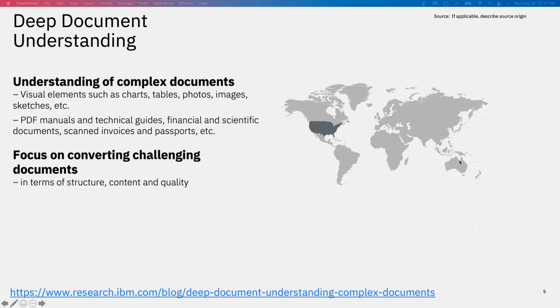Within IBM, we have a larger research agenda on deep document understanding, where our goal is to understand complex documents that could be scanned and contain visual elements like charts, tables, photos, and so on. The documents can also be very long and of many varieties, such as PDF manuals, technical guides, and so on. Our focus is really on converting those kinds of challenging documents, because in most cases those are the ones our customers need to deal with, and those are the ones that matter the most in practice.